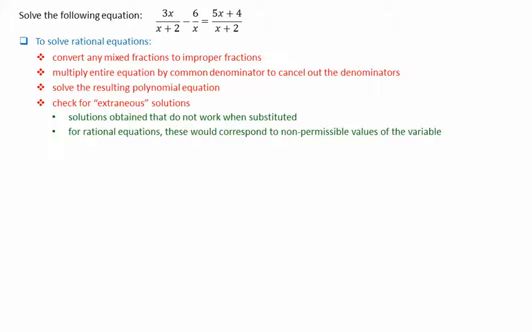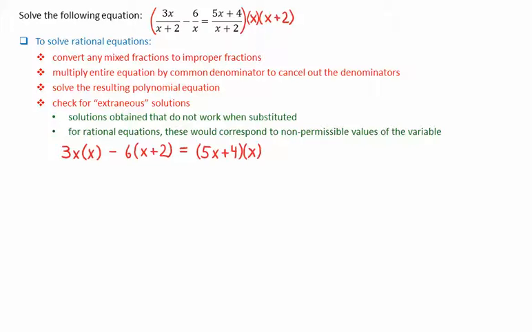For this equation, the common denominator would be x times x plus 2. For the first term, the x plus 2 on the denominator would cancel out, resulting in 3x times x. For the second term, the x would cancel out, resulting in minus 6 times x plus 2. And for the third term on the right side of the equal sign, again the x plus 2 cancels, resulting in 5x plus 4 times x.